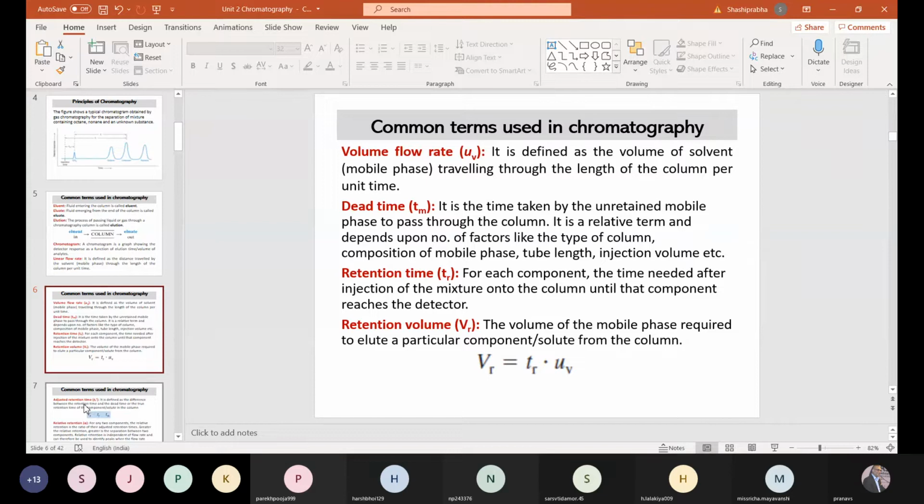TLC में आप जानते हो, आपने निकाला है RF वैल्यू, रिटेंशन फैक्टर या रिटार्डेशन फैक्टर. तो यहाँ पे उसका समय को कहा जाता है रिटेंशन टाइम. For each component, the time needed after injection of the mixture onto the column until that component reaches the detector and gives a peak. That time, जब हमने सैंपल को इंजेक्ट किया और जब हमने वो पीक मैक्सिमा देखा डिटेक्टर में, उतने समय को हम कहते हैं रिटेंशन टाइम, जिसको हम कहते हैं TR.